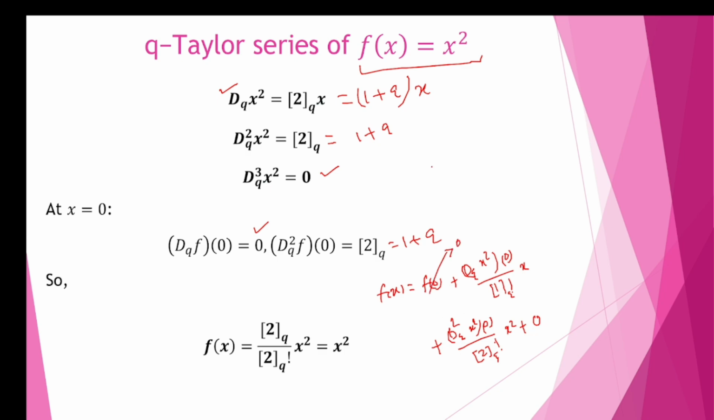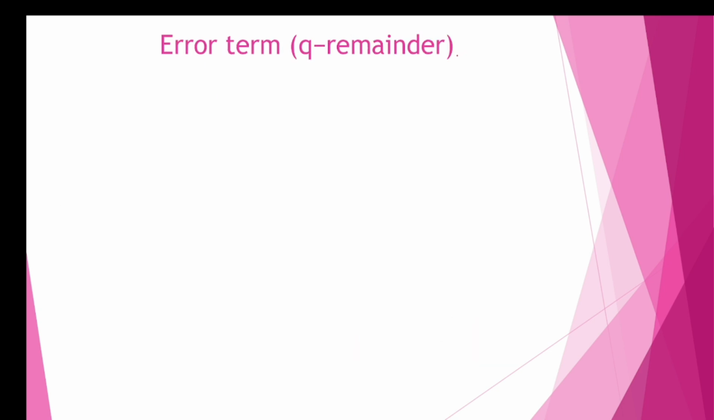So f of 0 will again be 0, because x is 0 means x square will be 0. The second term, dq x square at 0, will again be 0, because in the expression we have x, and x is 0 means it will be 0. So what is left is this: 2q by 2q factorial into x square, which is x square. This way we can express the Taylor series, and this is one example which you can demonstrate. Another example you can take about some other points and verify by yourself.